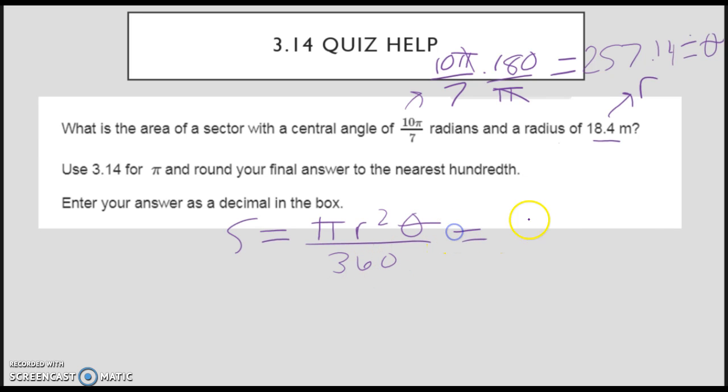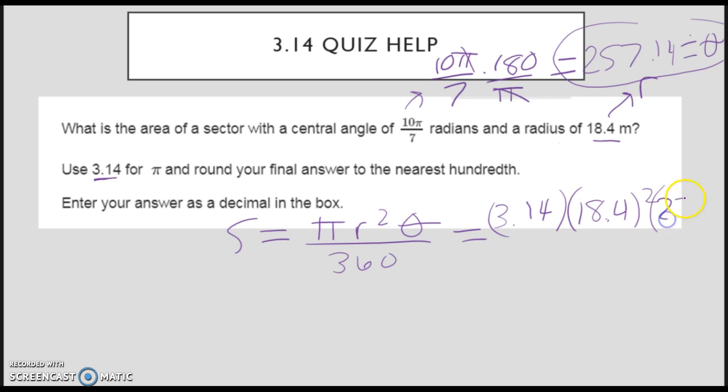So we just plug in now. Once you get that theta in degrees, this one's pretty straightforward. It says to use 3.14 for pi again, so we're going to put 3.14 where pi was, times the radius squared, so 18.4 squared, times theta, which is 257.14, all of that over 360. And we're going to put that into our calculator.